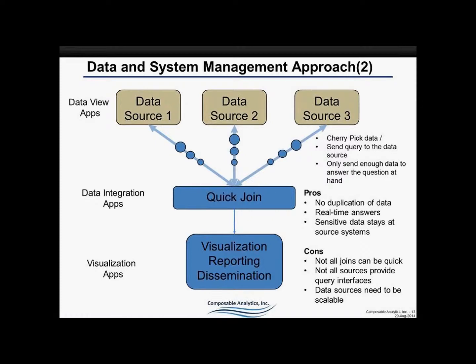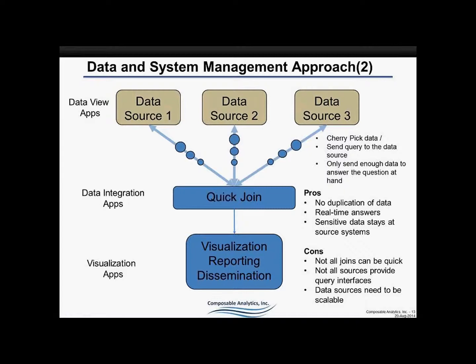Another approach that we see out there is kind of flipped. It's almost the opposite of that previous approach, where the data is actually going to stay within the source systems, okay? And to do the joining, you can actually query or cherry pick just the amount of data that you actually need to solve the problem. So let's say you want to look at information about a particular patient, you might query multiple systems to get information about that particular patient.